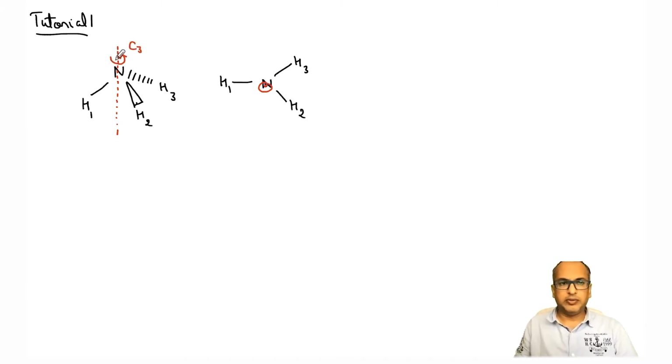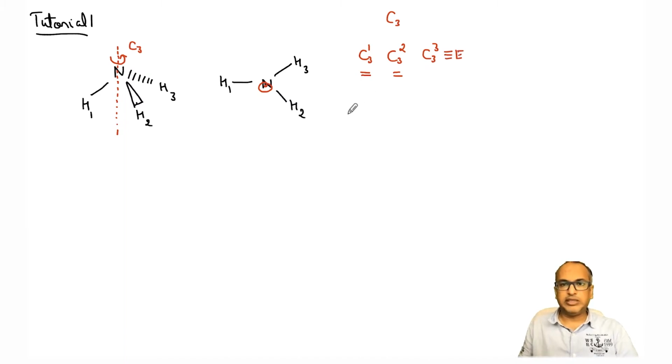In other words, either way we should be able to identify this, and this is the only proper axis of rotation present in this molecule. The corresponding operations will be C3 to the power 1, C3 to the power 2, and C3 to the power 3, which come out of C3. C3 to the power 1 and C3 to the power 2 are independent operations, but C3 to the power 3 is actually equivalent to E.